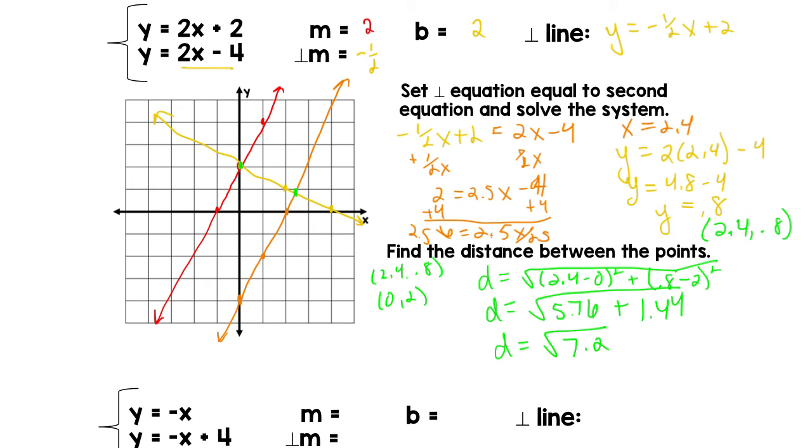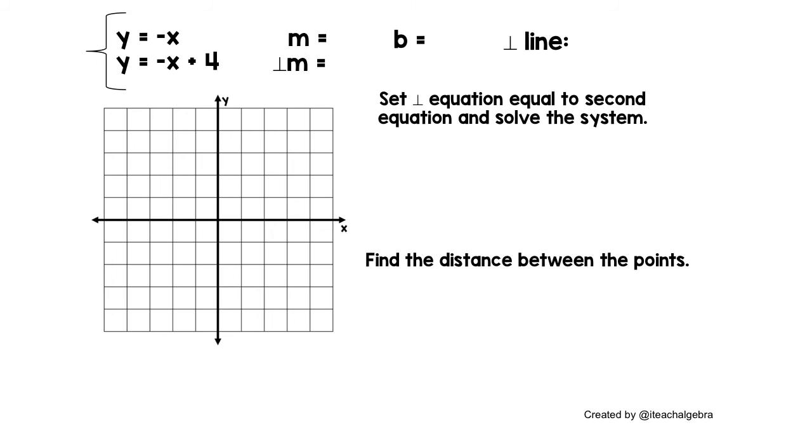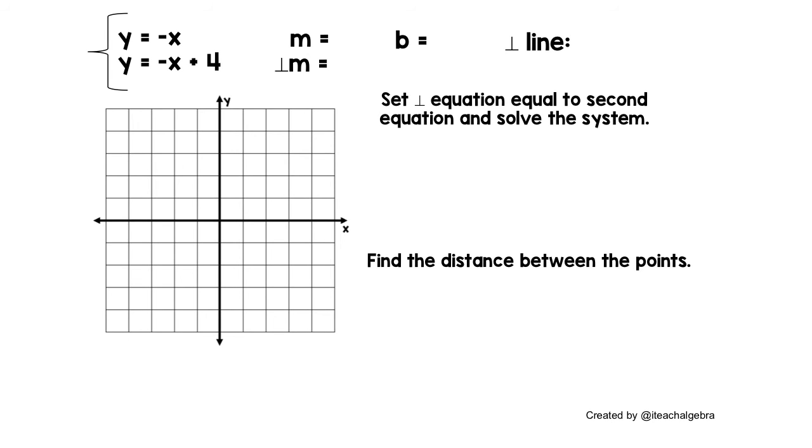Let's do one more and see if I can confuse you less. We've got two new lines. We've got y equals negative x. Let's draw that. We can also think of this as y equals negative 1x. So the y-intercept is 0. So we're going to have an intercept at the origin. And then the slope's negative 1. So from here, down 1, right 1, down 1, right 1, or up 1, left 1, whichever way floats your boat.